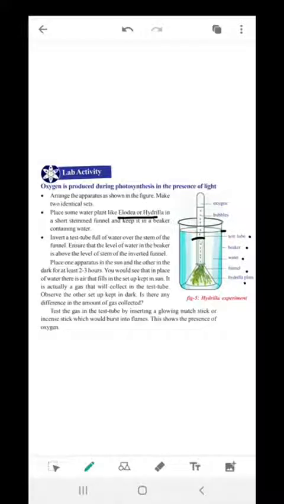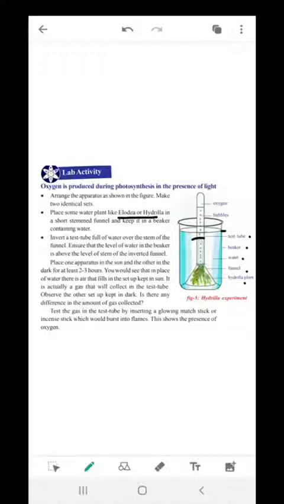As we have made two apparatus setups, one should be kept in the sun and the other in the dark for at least 2 to 3 hours. You would see that in place of water there is air that fills in the setup kept in the sun. It is actually a gas that collects in the test tube. It is very clear that bubbles were formed and it is oxygen bubbles. Observe the other setup kept in the dark. Is there any difference in the amount of gas collected?